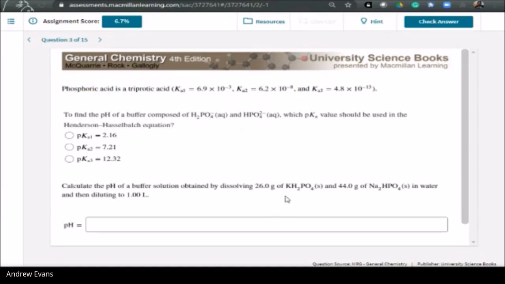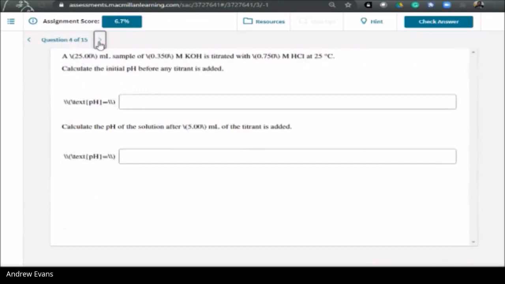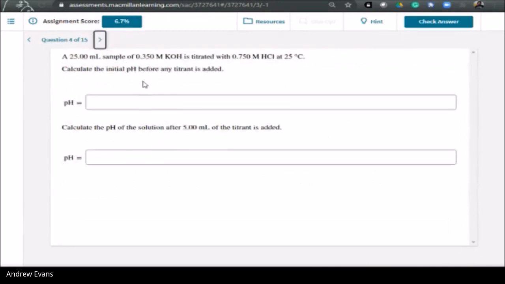But then they're going to say, calculate the moles of each one and then calculate. It's going to be a little busy work right there.